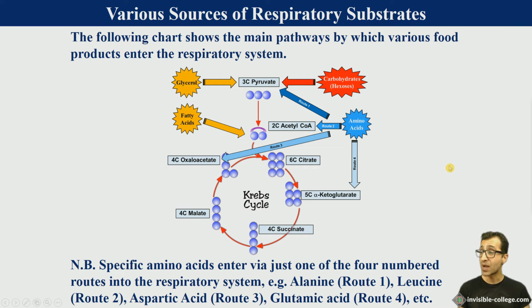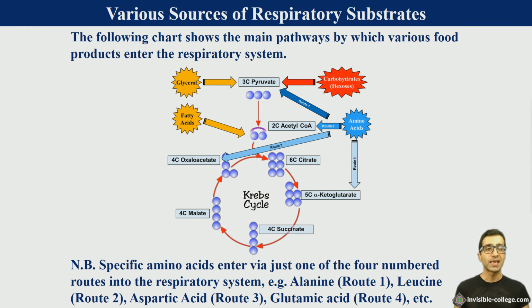Now, specific amino acids will enter via just one of the 4 numbered routes, route 1, route 2, route 3, into the respiratory system. So, for example, alanine will enter via route 1. Alanine will be converted into pyruvate. Leucine will enter route 2. Leucine can be converted into acetyl-CoA. Aspartic acid will enter via route 3 and will be converted into oxaloacetate, which can then feed the Krebs cycle, and so on. Glutamic acid, route 4, etc.